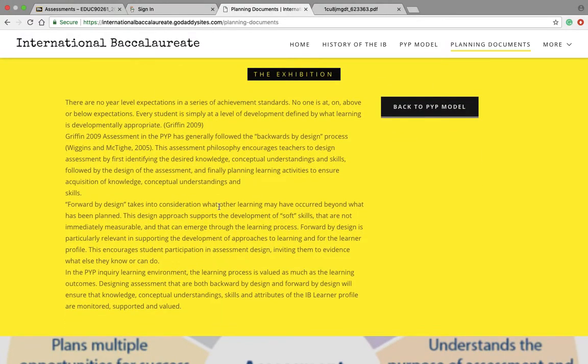Now we know that there are no year level expectations. No one is at, on, or above or below expectations, but simply every student is at a level of development defined by what learning is developmentally appropriate. We've already spoken about the backwards by design process by Wiggins and McTighe, and how the assessment philosophy encourages teachers to design assessment by first identifying the desired knowledge, and we mentioned that earlier.